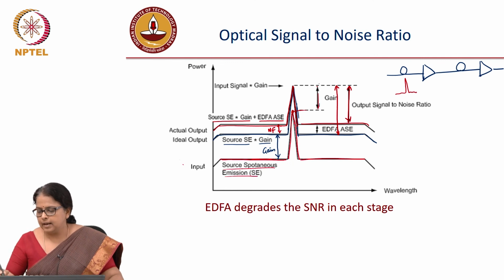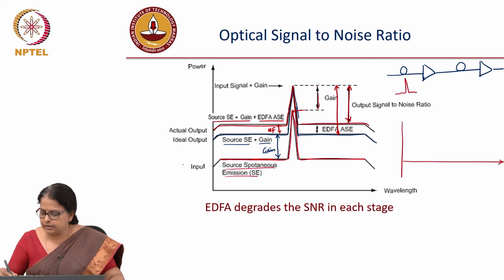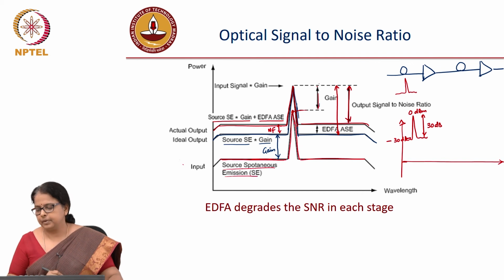So if we want to draw the distance map, which is not shown here, I am drawing it here now. At the input, let us say you have the signal and the SNR is 30 dB. Let us say the signal power is 0 dBm. So, the noise floor is at minus 30 dBm.